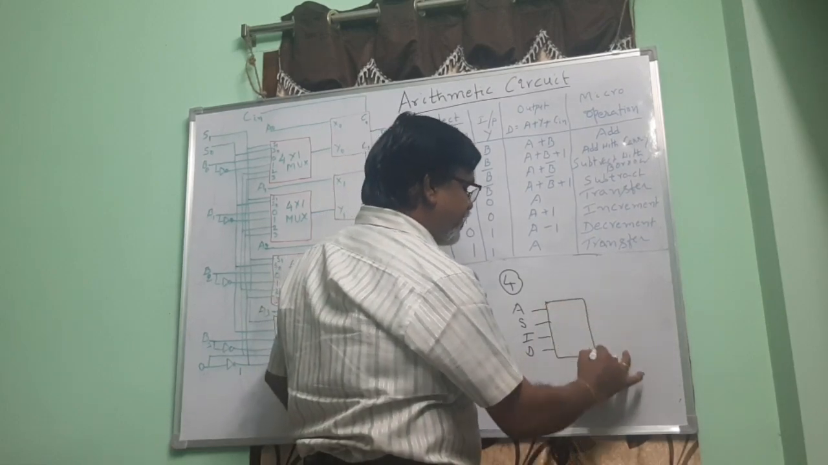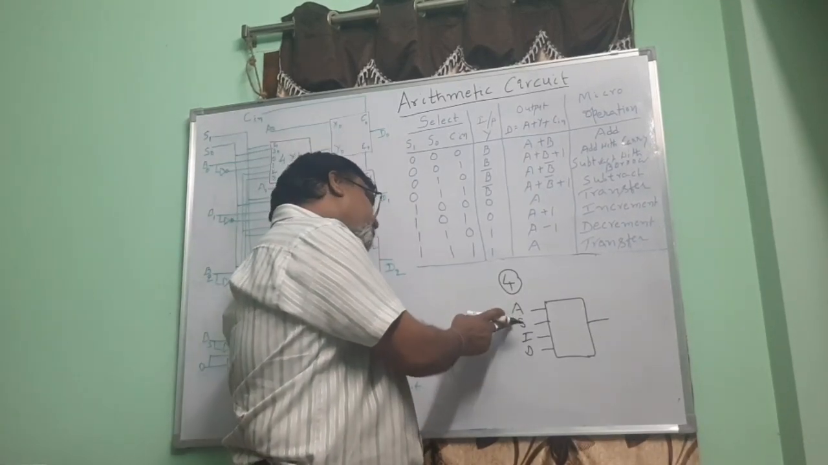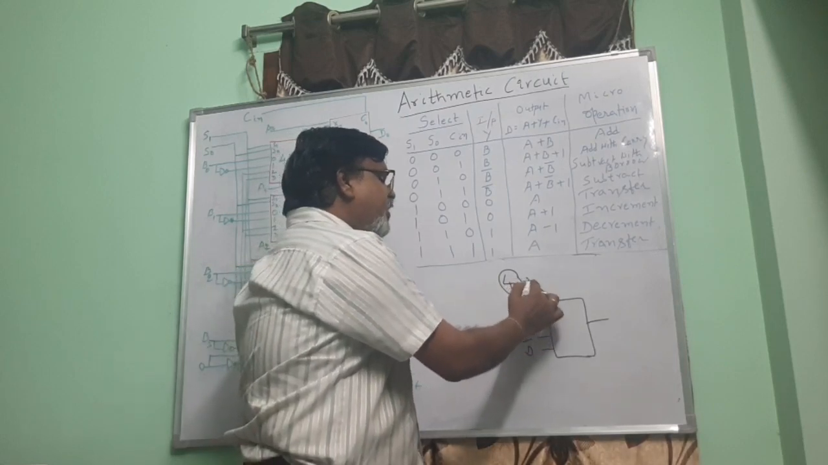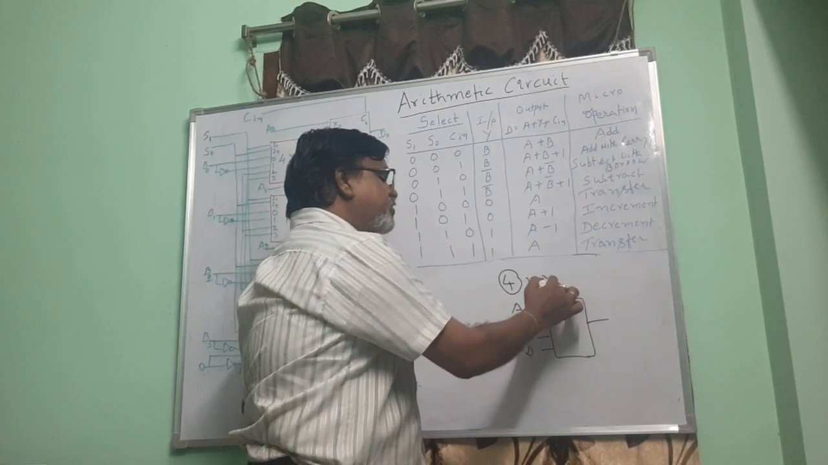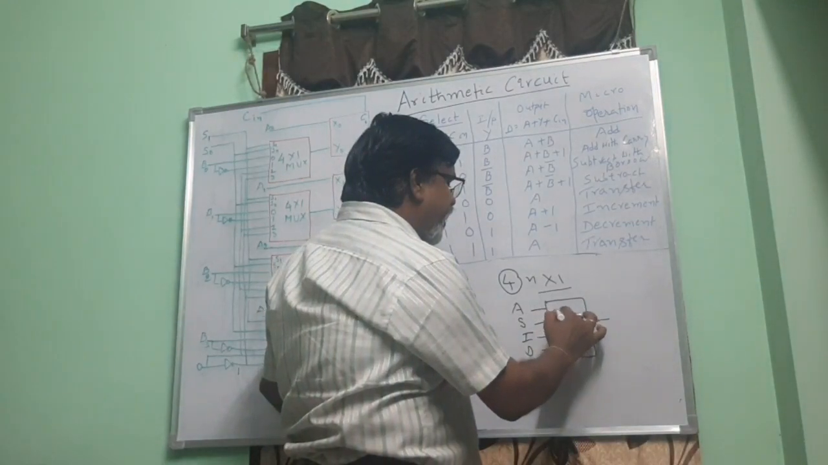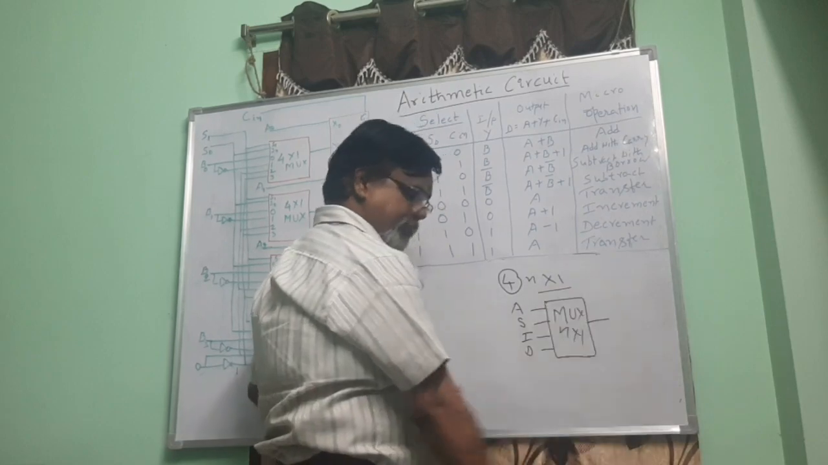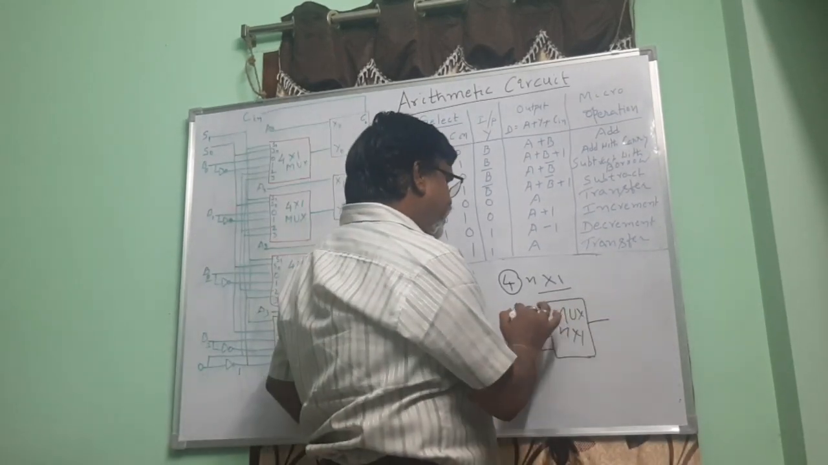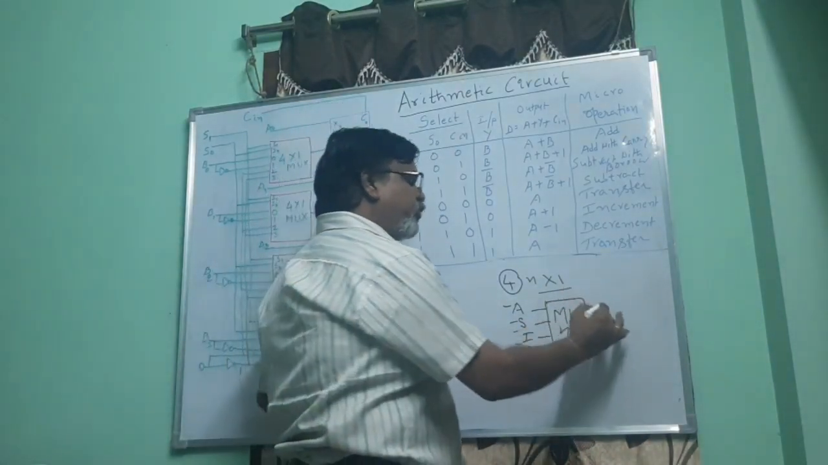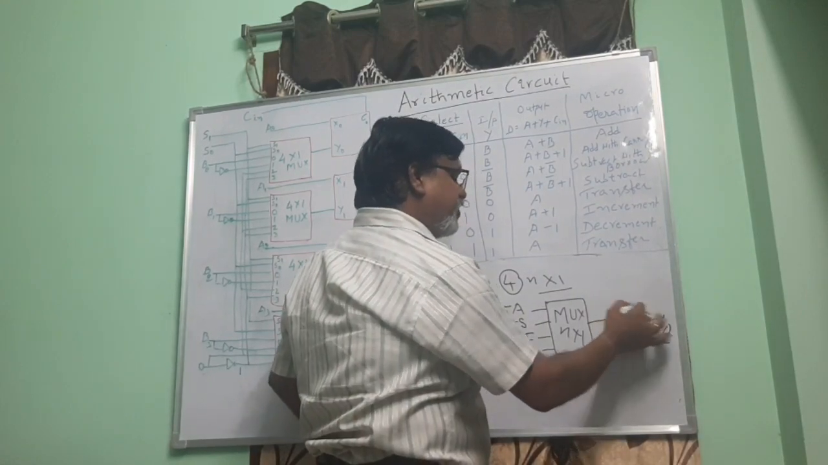At the end of this, only one output should come out. Either we need to perform addition or subtraction or increment operation or decrement. So when there are n inputs and the required output is only 1, for that purpose we use a multiplexer of n into 1 size. So here any one operation should be selected. The output is either the addition output, subtract output, increment output, or decrement output, any one of these outputs.